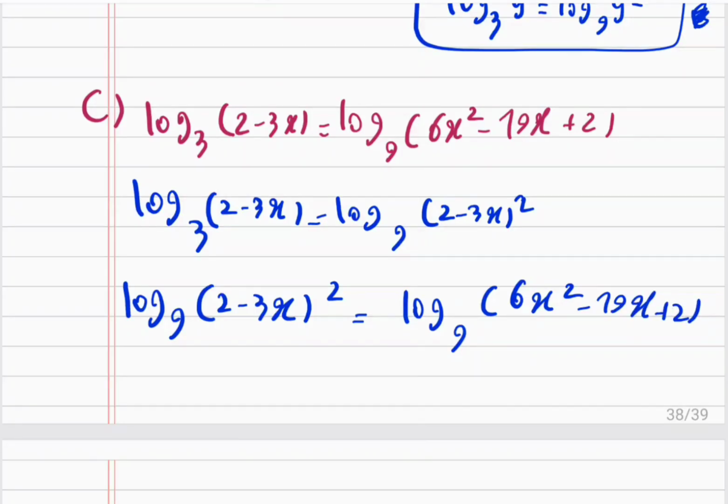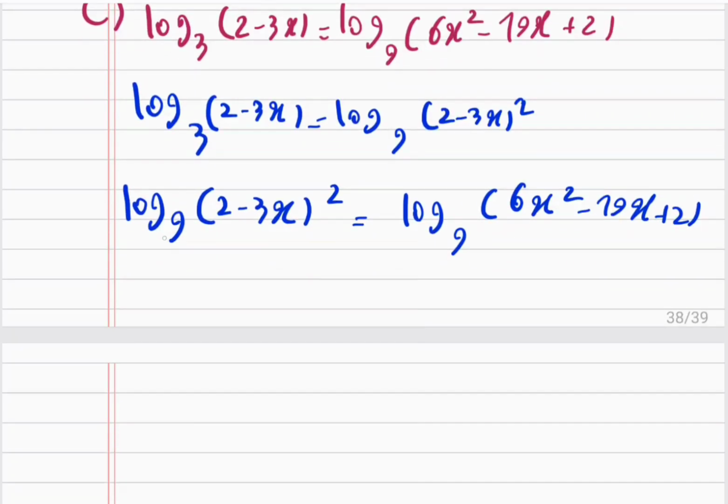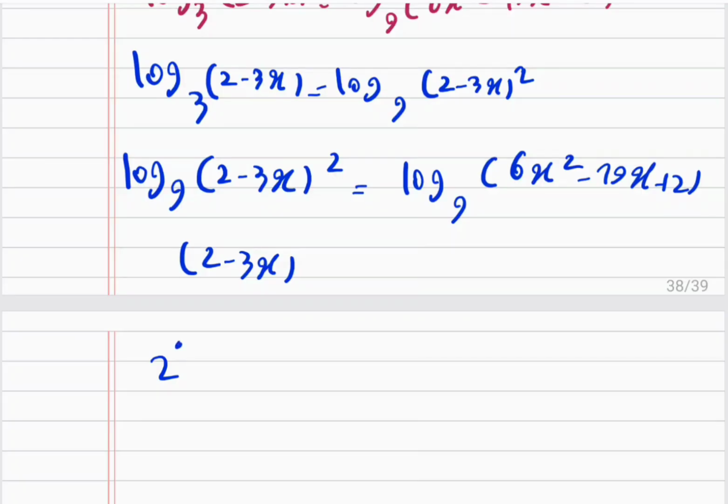And this is the good part, because we now have log base 9 on both sides, so we can just simply solve this as a simple equation, the same as when we have an equation like 2 to the power of x is equal to 2 to the power of, let's say, 21. In this case, we can just say x is equal to 21. Or maybe something more interesting, 21 plus 3x. So we can set x equal to 21 plus 3x. So this is the same technique. Now we have (2 minus 3x) squared is equal to 6x squared minus 19x plus 2.